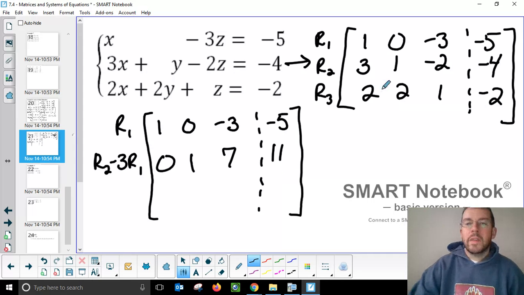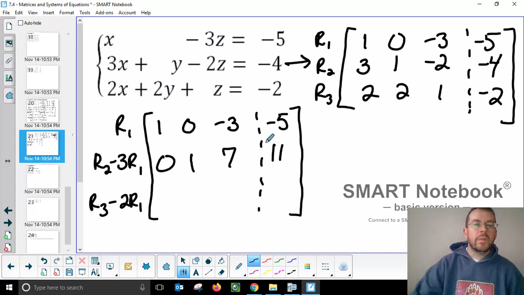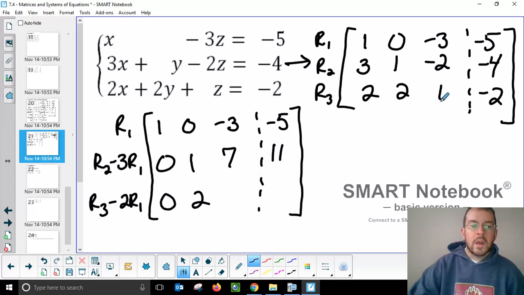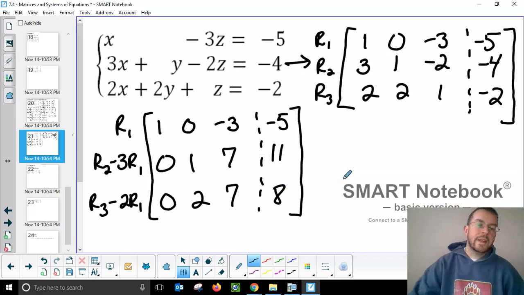And I also want this to be a 0. All right, so we can say R3 minus 2R1. So that way I will have 2 minus 2 gives me the 0 that I want. All right, I will have 2 minus 0, which is a 2. We will have 1 plus 6, which is a 7. And we will have -2 plus 10, which is 8.